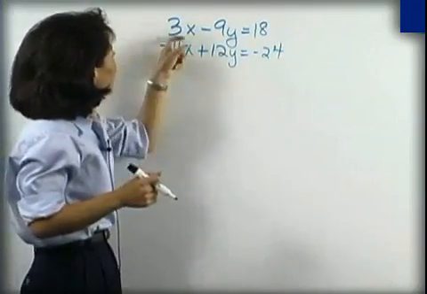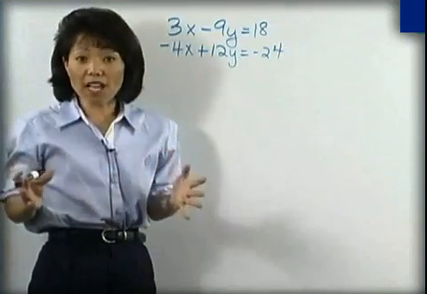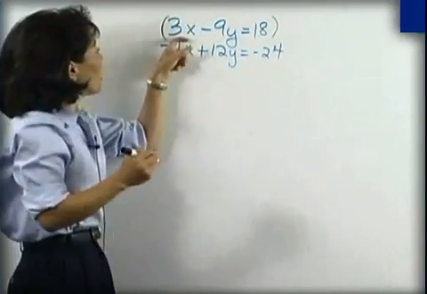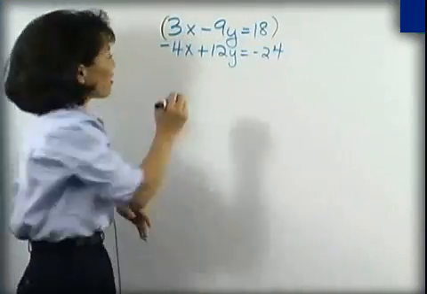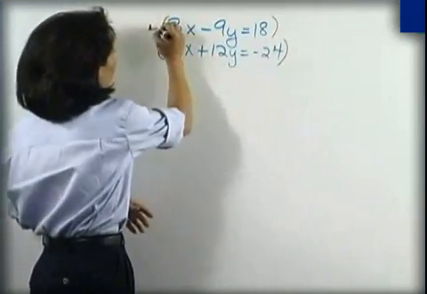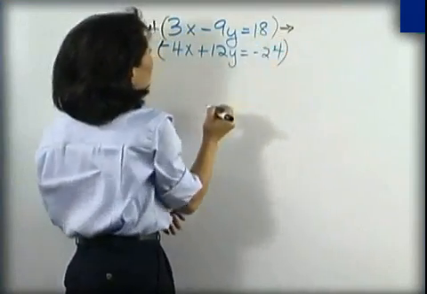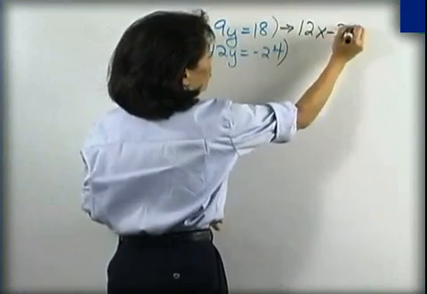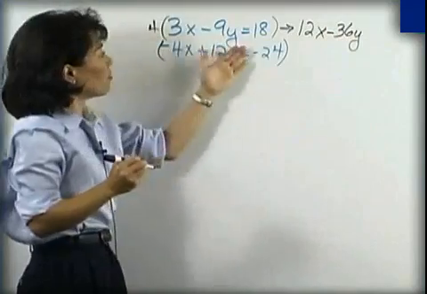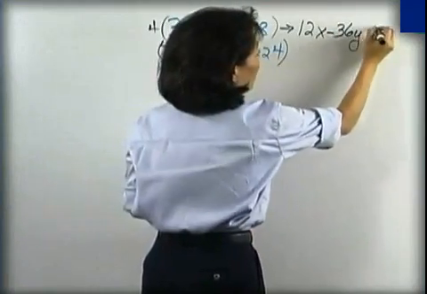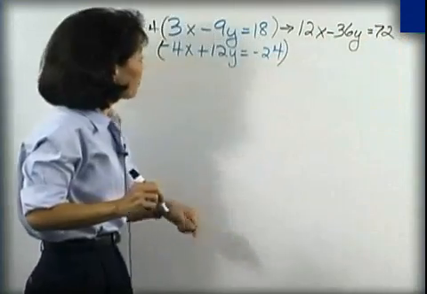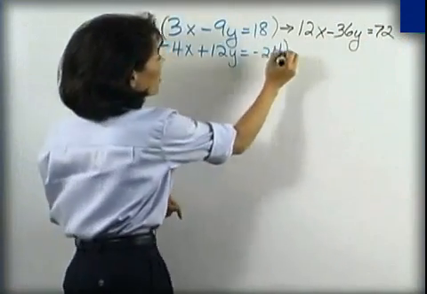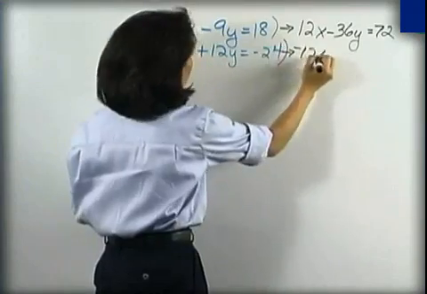So which one will I eliminate? I'll probably eliminate the x's again. Why? Because the coefficients are smaller. I'm going to try to make this a 12x and the bottom one a negative 12x. So here we go. I'm going to multiply this top equation by 4. When I do, I'm going to get 12x minus 36y, multiplying everything by 4, is equal to the right-hand side 72. The second equation, again, I'm going to multiply by 3, which gives me negative 12x.